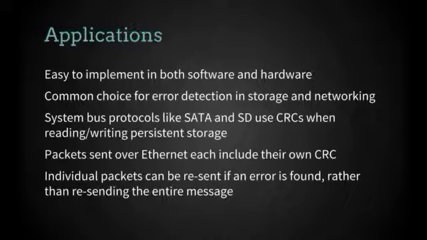And a little more interestingly, at least to me, is individual packets sent over Ethernet. They each include their own CRC, and a packet is limited to 1,500 bytes by Ethernet standards. And a lot of Ethernet transmissions are a lot bigger than 1,500 bytes, so they're made up of many, many, many packets, and each packet has its own CRC. So you can detect errors on a very granular level with the way Ethernet packets are designed.